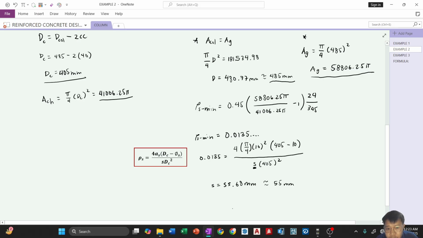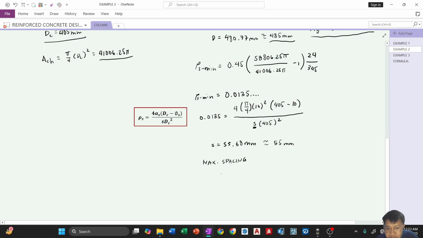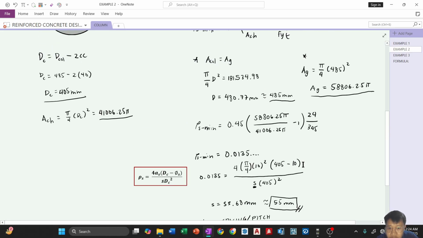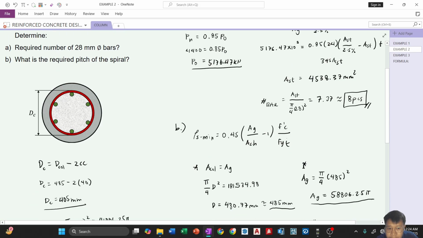We check first kung pasok ito sa ating maximum spacing for spiral. Again, ang maximum spacing natin para sa spiral ay 75 mm, or yung pitch natin rather. Maximum spacing or maximum pitch here is 75 mm. Okay? So, yung 55 mm na na-solve natin is actually pwedeng-pwede. Pasok pa siya. Hindi siya lumagpas sa maximum natin. Therefore, we can now say na yung answer natin ay 55 mm. No? So, this is our solution for number 2.